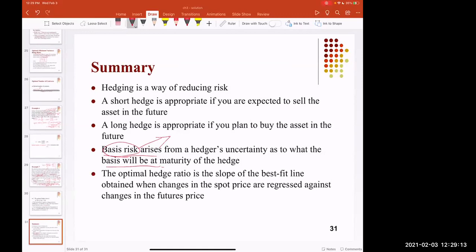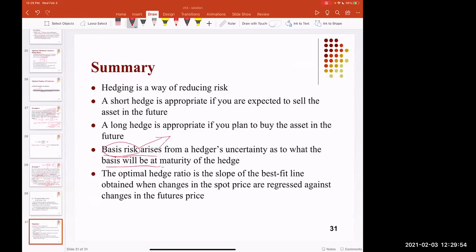Here is the question. The basis is defined as the spot minus futures. Listen carefully, okay? A trader is hedging the sale of an asset with a short futures position. The basis increases unexpectedly. Which of the following is true? A, the hedger's position worsens. B, the hedger's position stays the same. C, the hedger's position improves. D, the hedger's position sometimes worsens and sometimes improves. Which one is the answer?